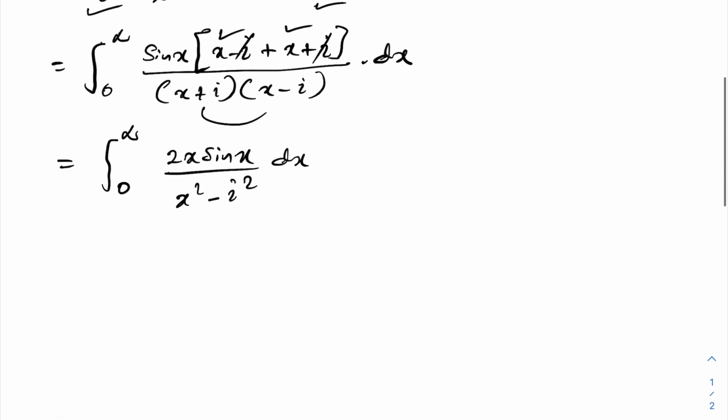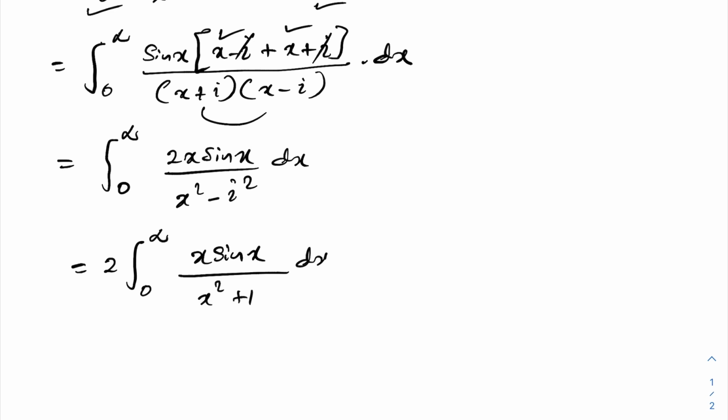Okay, now we know 2 is a constant, so we can take it outside of the integral sign: 2 times the integral from 0 to infinity of x times sine of x over x squared minus i squared, which is minus 1, so x squared plus 1 dx. Okay, how to solve this integral? The integral from 0 to infinity of x times sine of x over x squared plus 1.